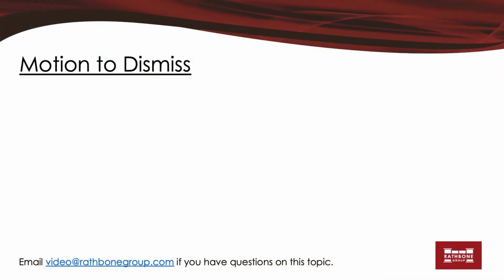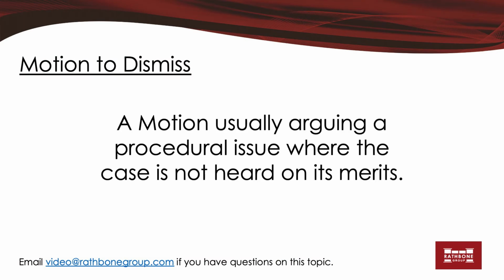A motion to dismiss is frequently filed when there's a procedural issue. The case is filed in the wrong court. The statute of limitations has expired. Any type of issue like that, a defendant will frequently file a motion to dismiss in order to get the case dismissed so it's not even heard on its merits, but it's just out of the jurisdiction of the court.